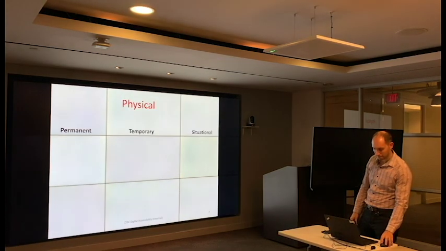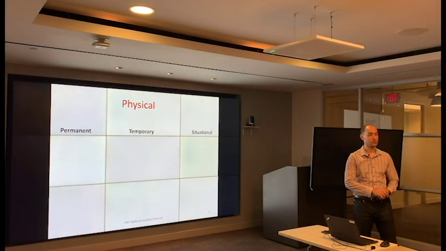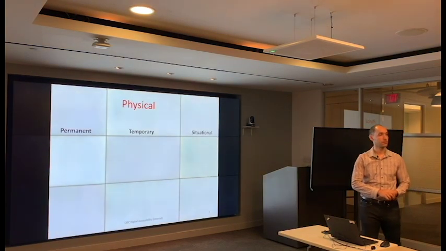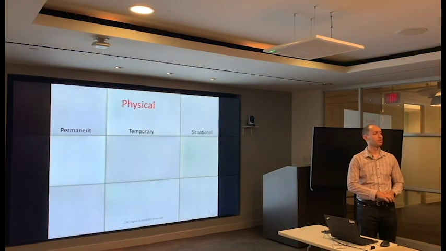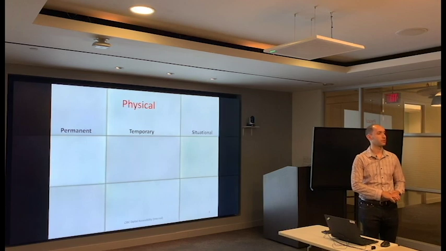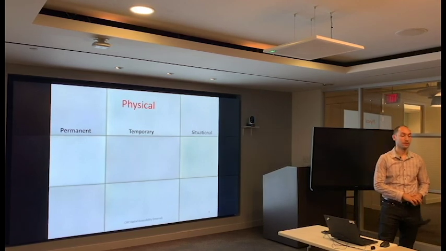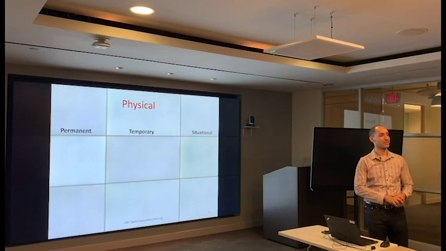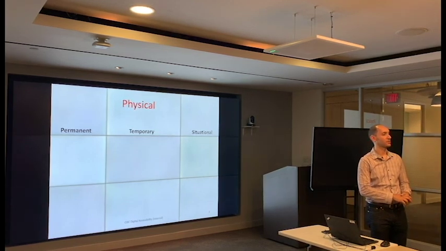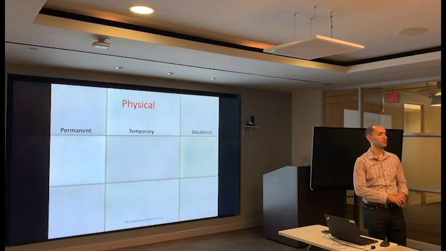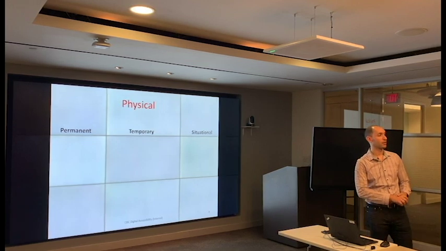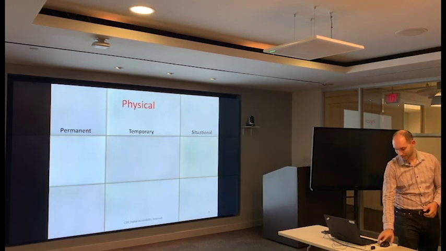Slide reads, physical, permanent, temporary, situational. Again, someone said mobility. So physical disabilities. Anyone know of a specific type of physical disability? Neuromotor damage to the brain? Neuromotor damage to the brain, yes. Anything else? Other guesses? Doesn't have to be permanent. Quadriplegia. Wow, good segue. Yes.